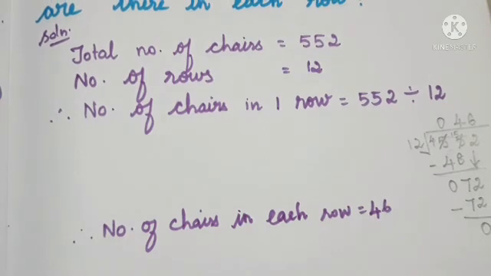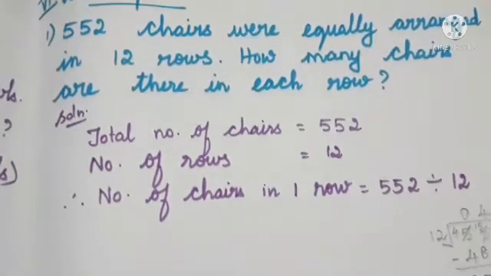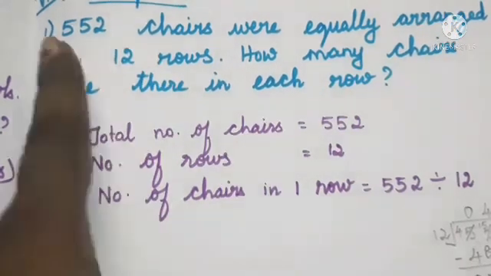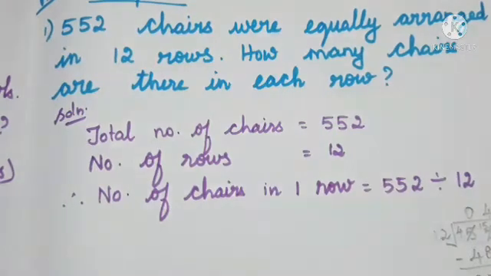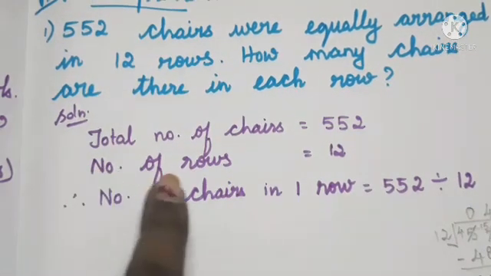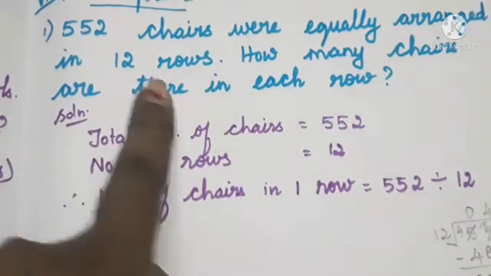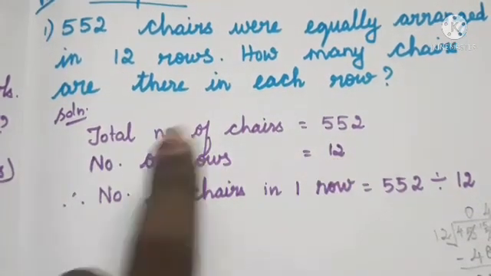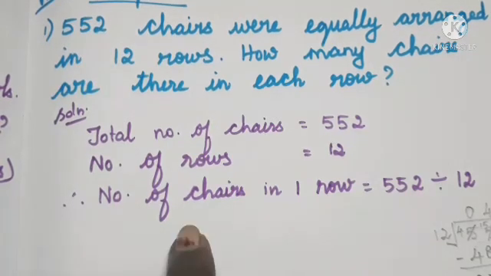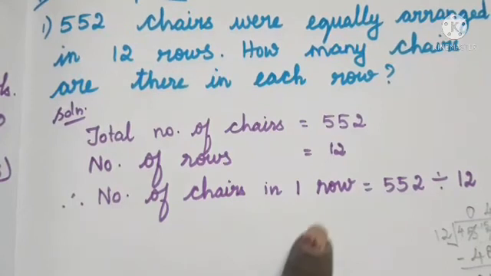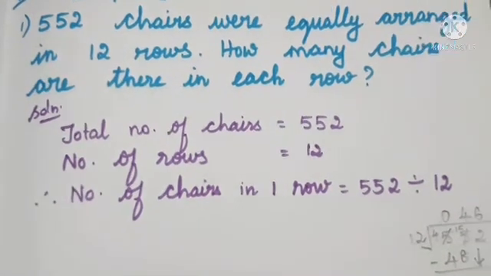Have you understood? So we can write first total number of chairs. Total number of chairs is what? 552. Next they have given that these 552 chairs are arranged in 12 rows. So we can write the next line as number of rows, which is 12. Next they asked to find out how many chairs are arranged in one row. So we can write therefore number of chairs in one row is equal to 552 divided by 12.